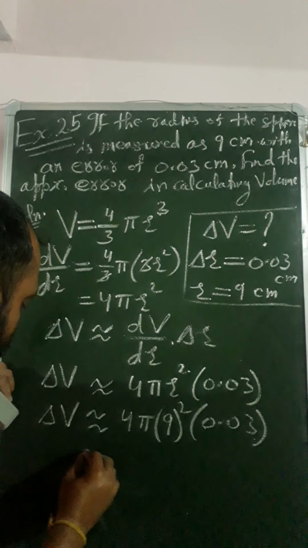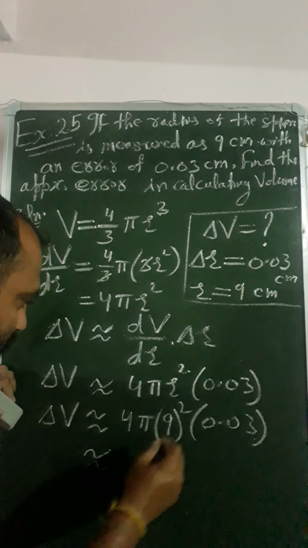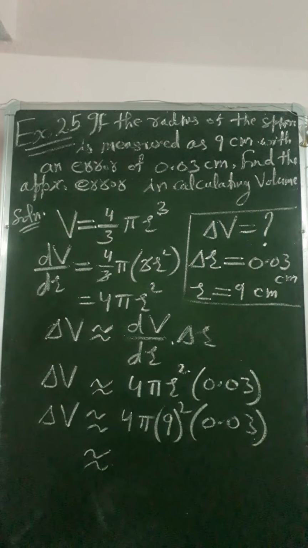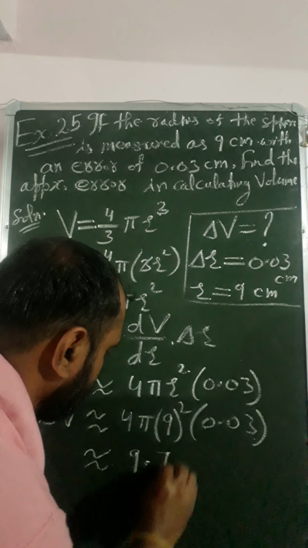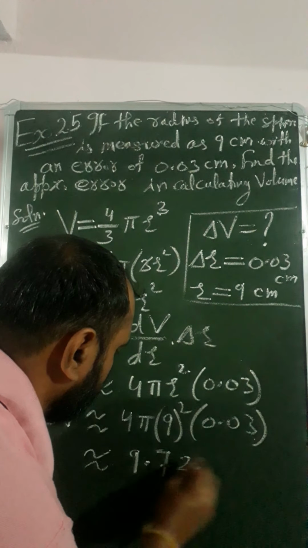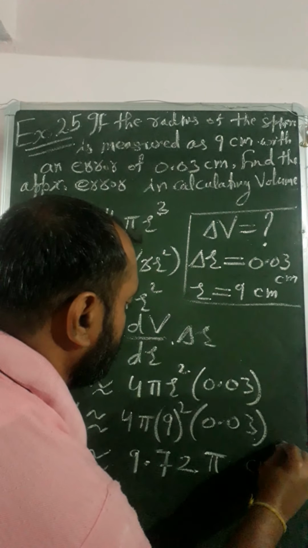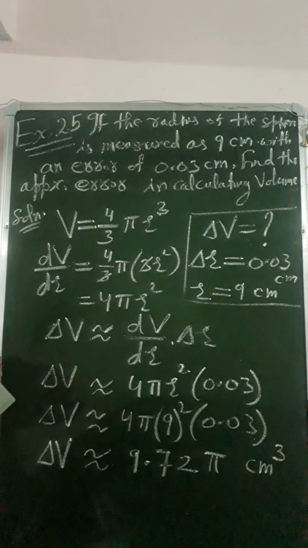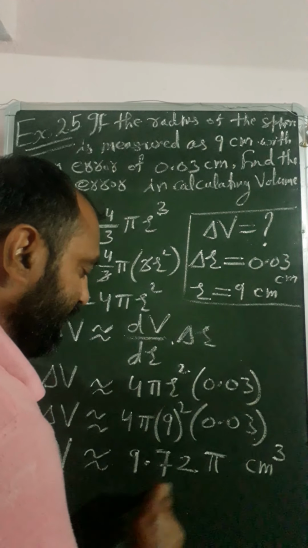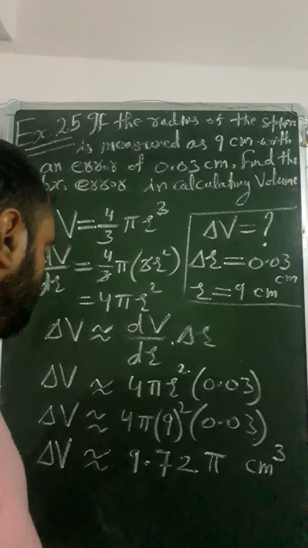So we have the approximate value 4 pi 9 square into 0.03. When you simplify this, we get 9.72 pi, and its unit is centimeter cube, right? So this is the approximate error in calculating the volume of the sphere. So this is the answer, right?